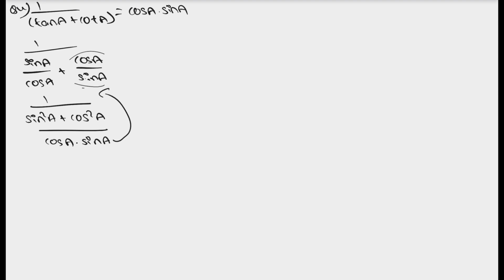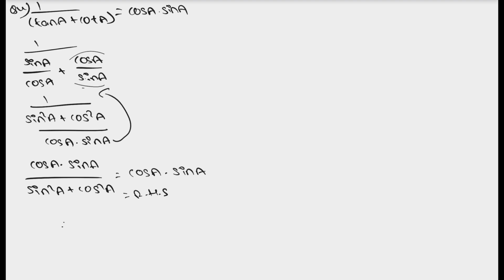Let's transpose this. We'll get cos A into sin A by sin square A plus cos square A. And we know our identities: sin square A plus cos square A is equal to 1. So we'll be getting our answer as cos A into sin A, which is our RHS value. Therefore, LHS is equal to RHS.